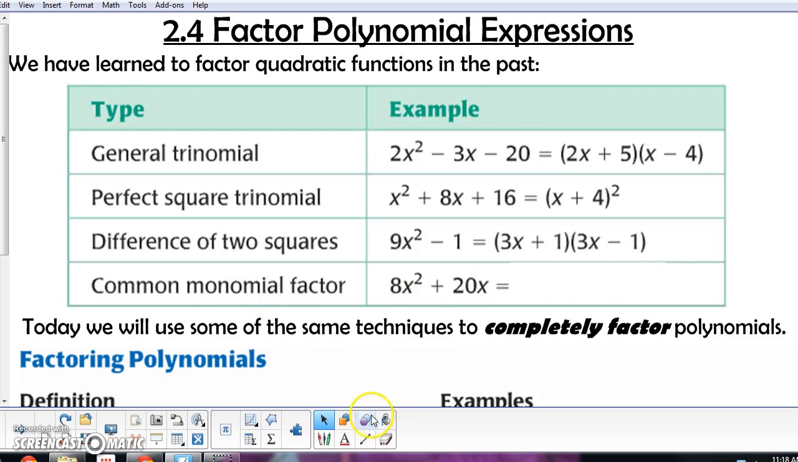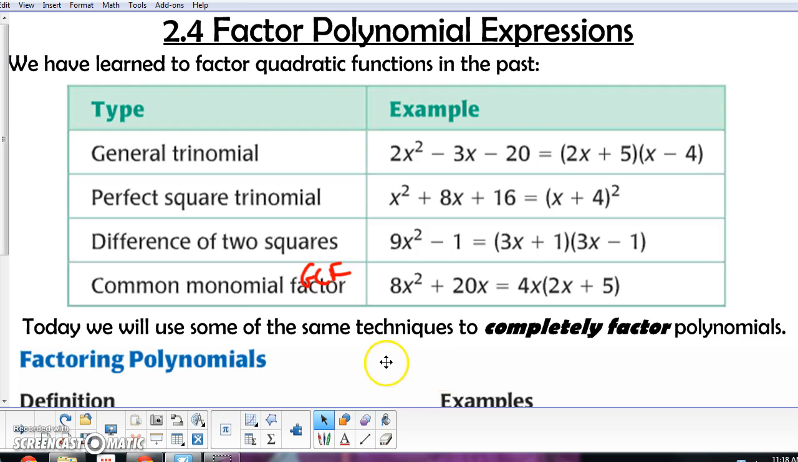Or a common monomial factor. Another way that we talked about that was the GCF of a couple of terms. So sometimes when there was just two terms, maybe it was a greatest common factor that came out of both. And in fact, the greatest common factor of these two terms would be 4, because 4 goes into both 8 and 20, and x, because x is a factor of x squared and x to the first. Factor it out, and you end up with 4x times 2x plus 5.